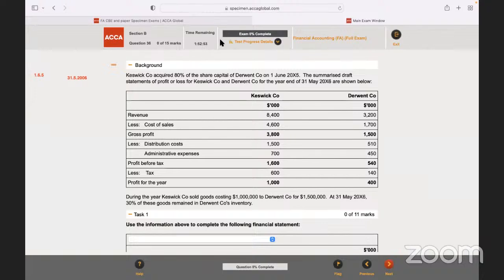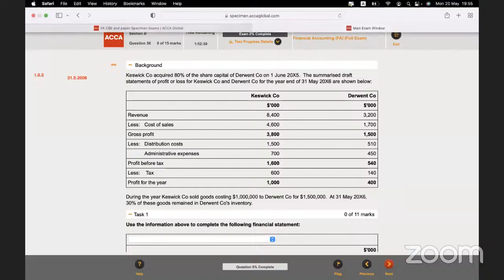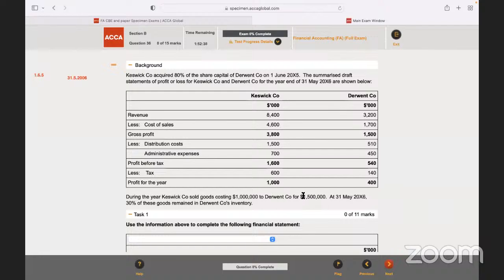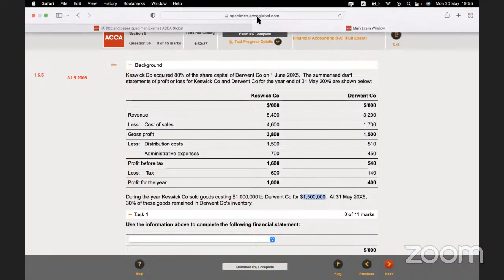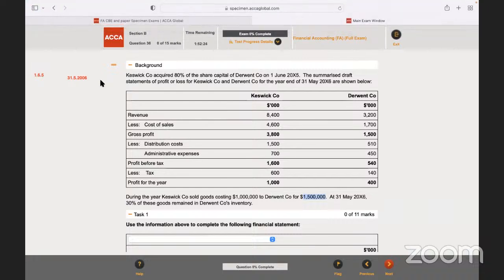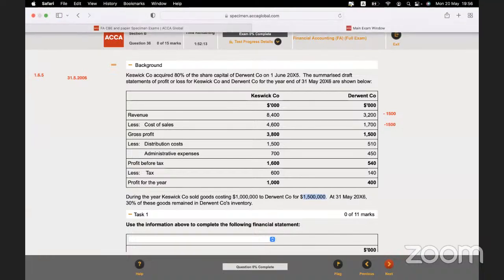Okay, done guys. So what's happening over here? Now this is actually easy when compared to what we did before the break. During the year, Keswick sold 1 million worth of goods to D for 1.5 million. So this is the selling price. Because 1.5 million is the selling price, this is the intra-group sale and purchase. Normally, with intra-group sale and purchase, step number 1, we remove from revenue, from sales. Second, we remove from cost of sales. I hope in your mind you were able to make up this answer.